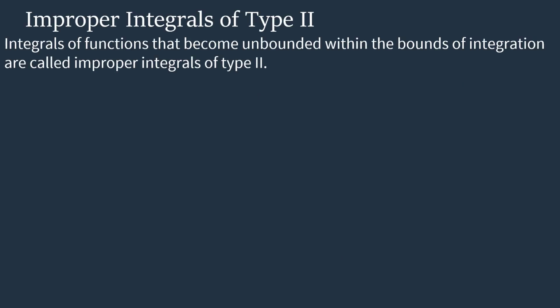So the type 1 improper integral corresponded to when the integration bounds were at least infinite on one side or the other, or maybe both. The other one was where we had discontinuity, or in particular where the function was unbounded. So we'll say integrals of functions that become unbounded within the bounds of integration are called improper integrals of type 2. And where the unboundedness occurs in the bounds of integration will change the way we define the improper integral.